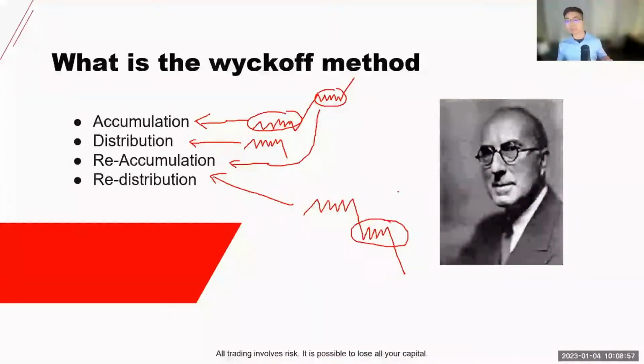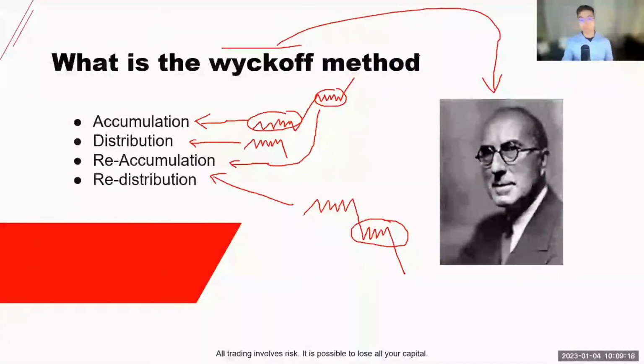Well, for Wyckoff, we have many schematics: accumulation, distribution, redistribution, and reaccumulation. You can draw it out on the chart and know where to enter, where to buy or where to sell. This guy is called Richard Wyckoff. That's where the name Wyckoff came from.